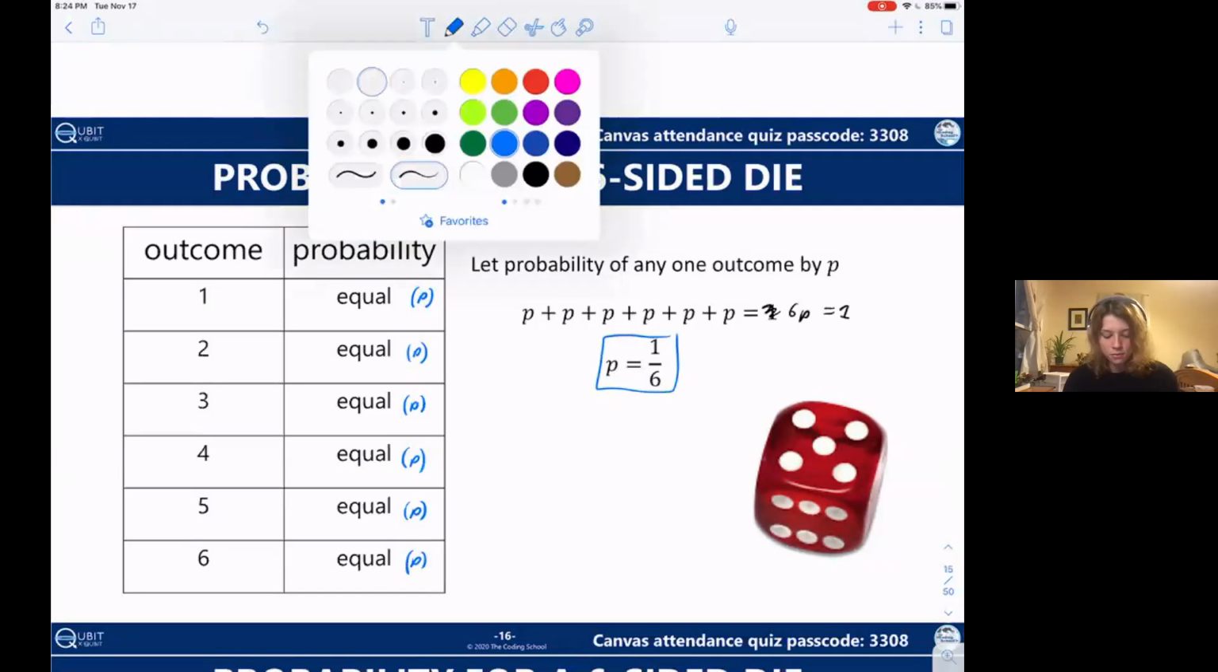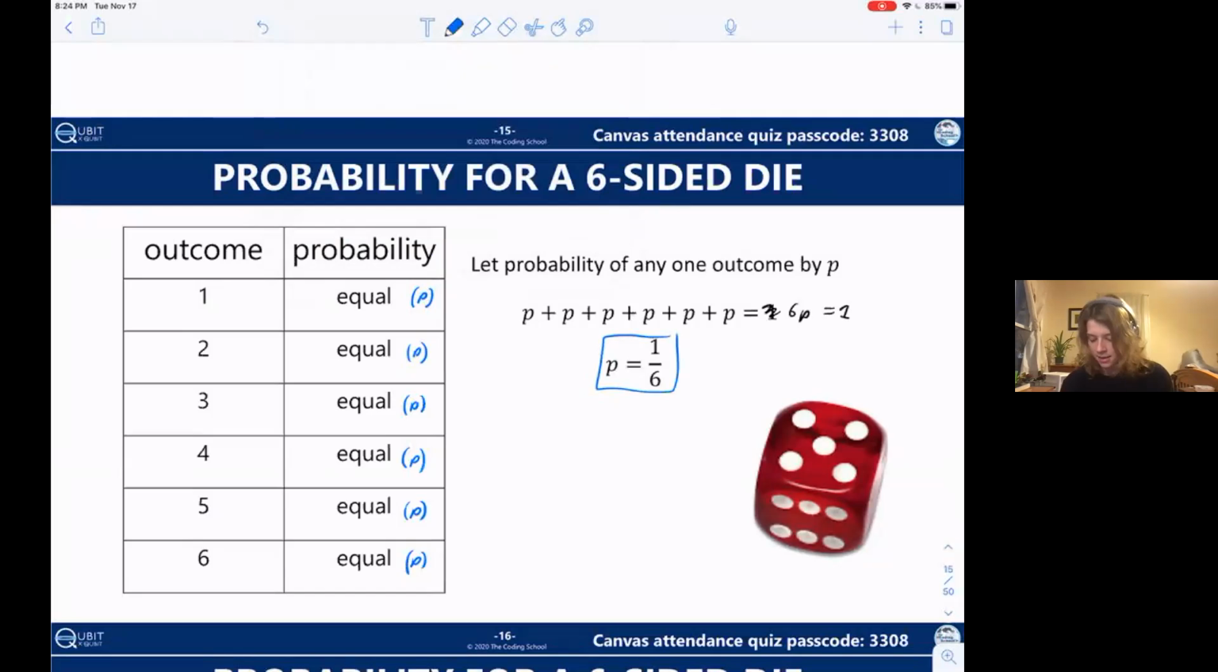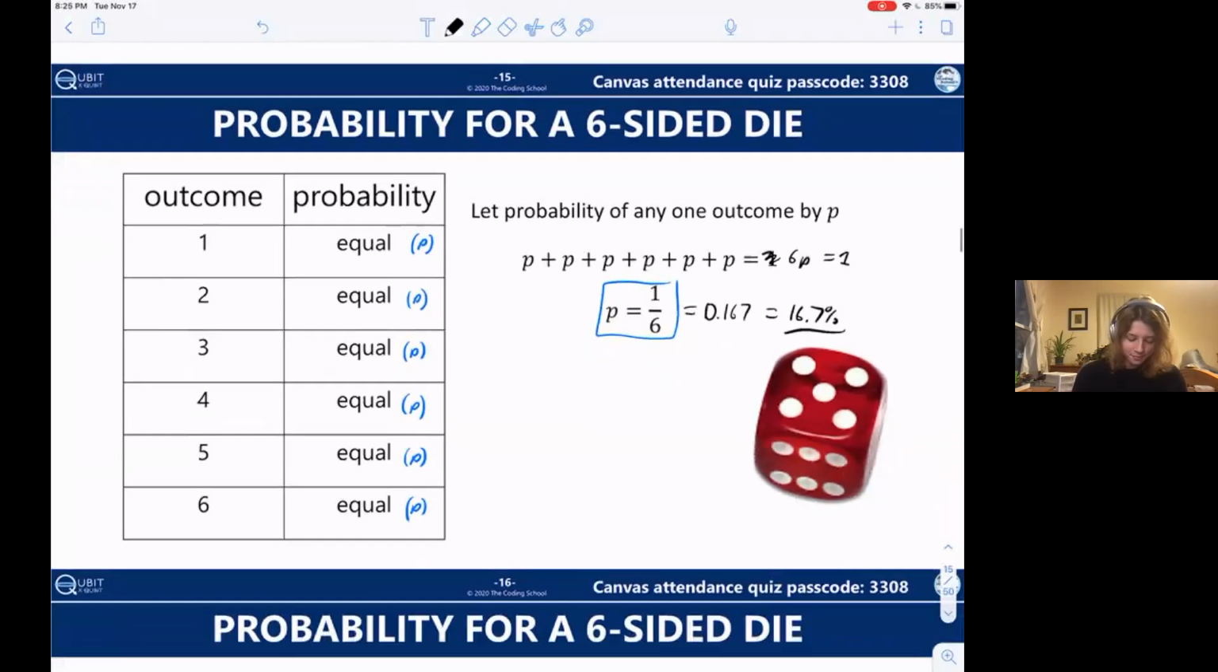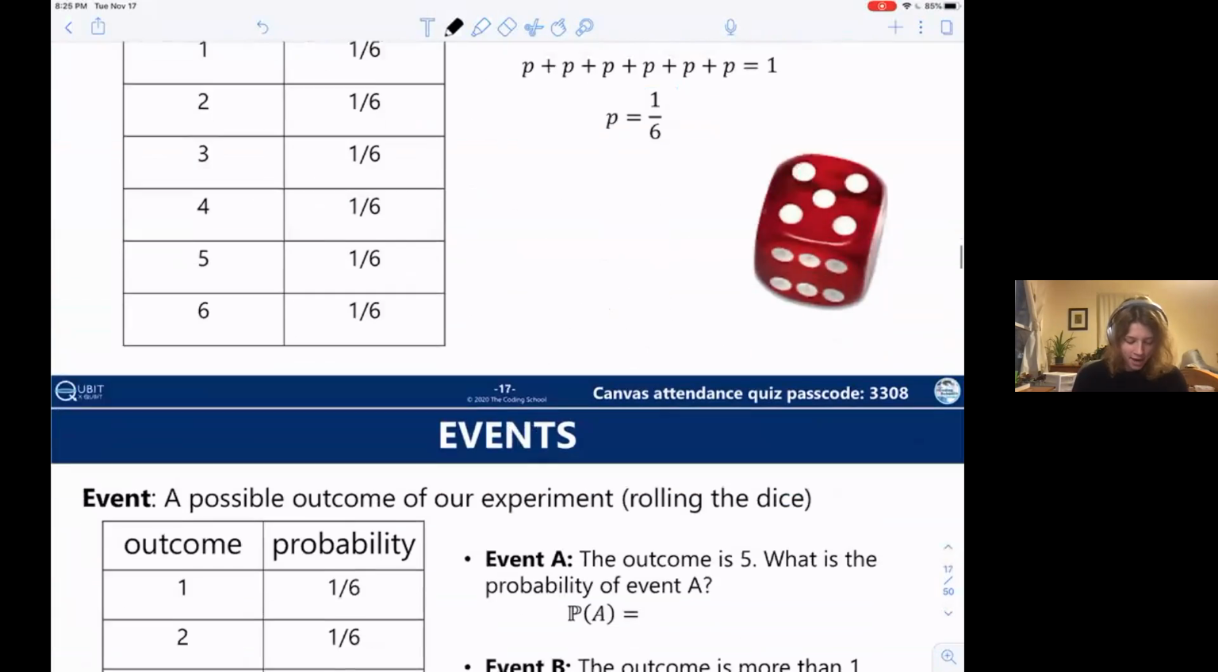And if you would rather note that as a percent, what is 1/6 in decimal? It is 0.167 in decimal. And so that could also be represented as 16.7%. So you have a 16.7% chance that you get any of these. And these are all completely equivalent representations. These are all the same number, just represented different ways. Okay, so we have that.